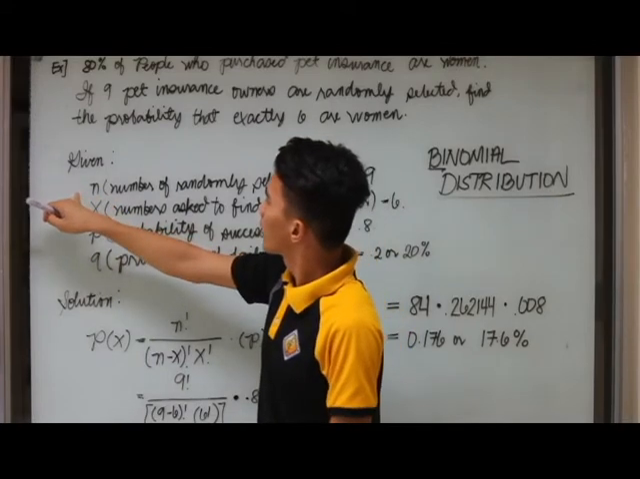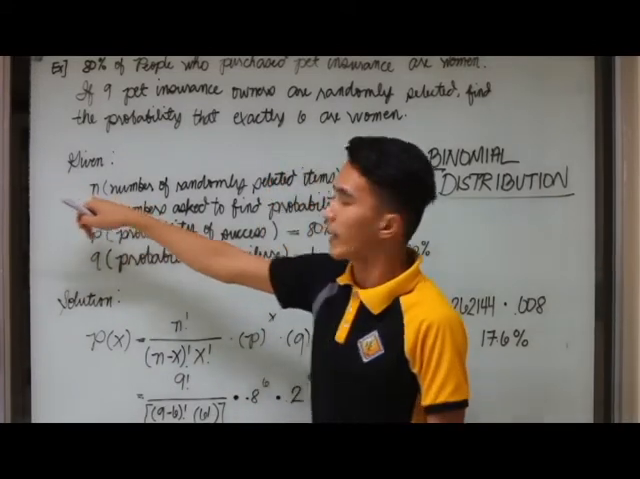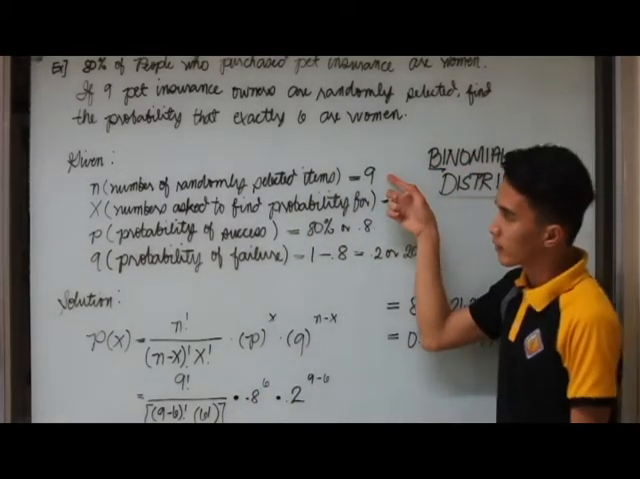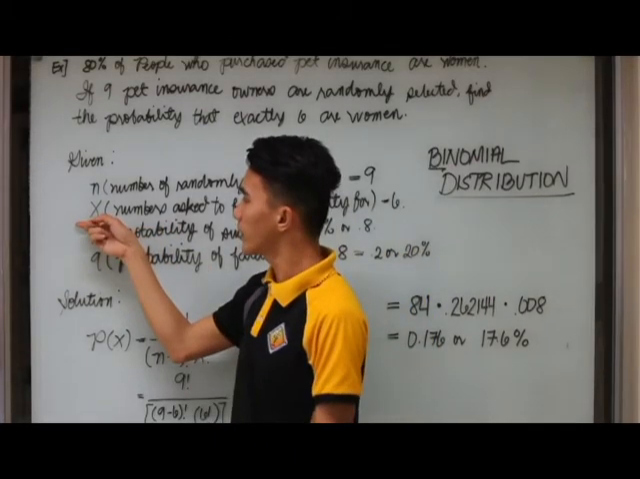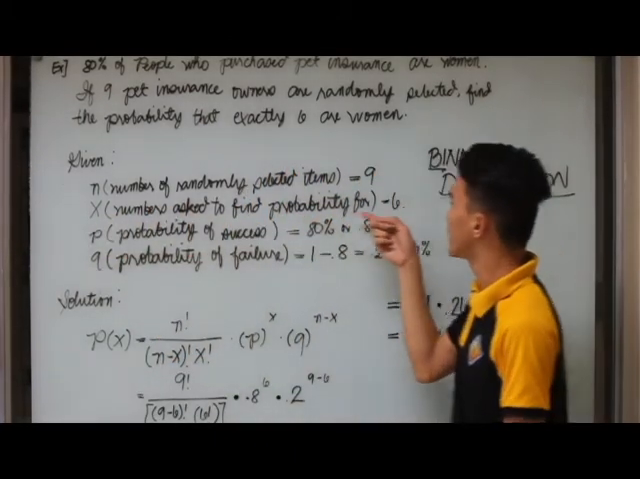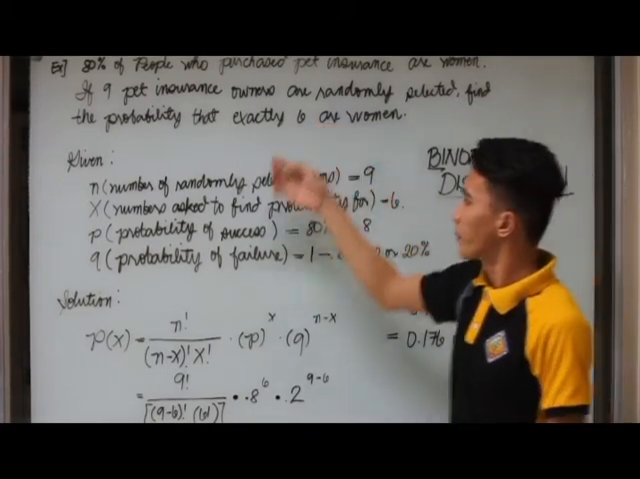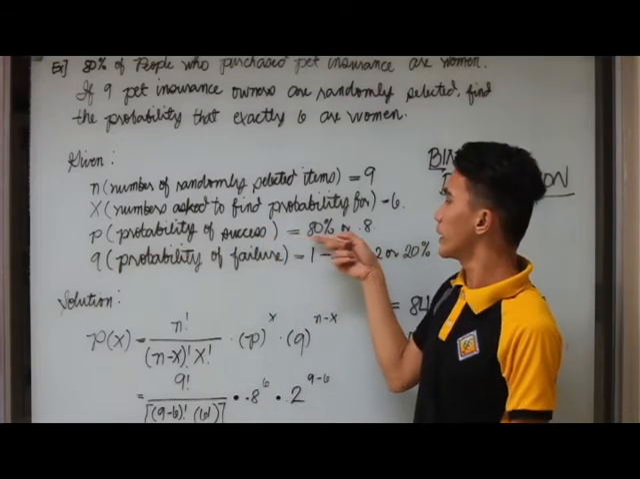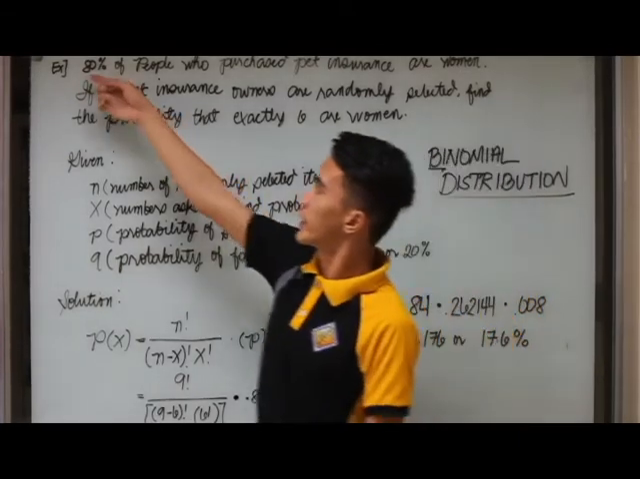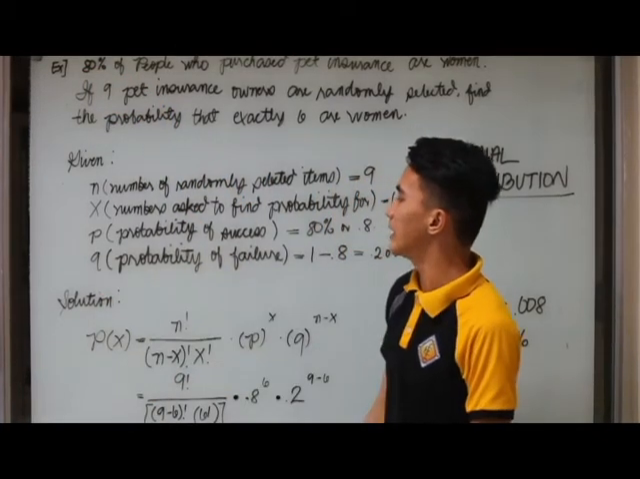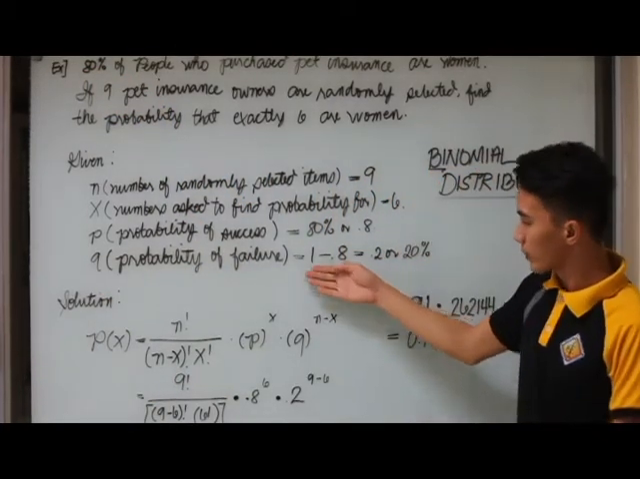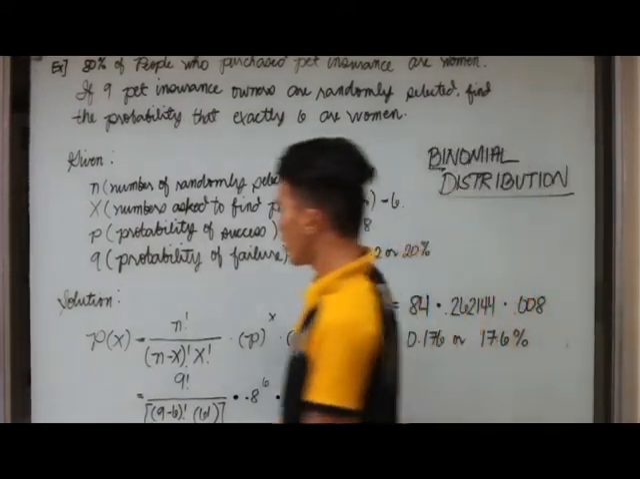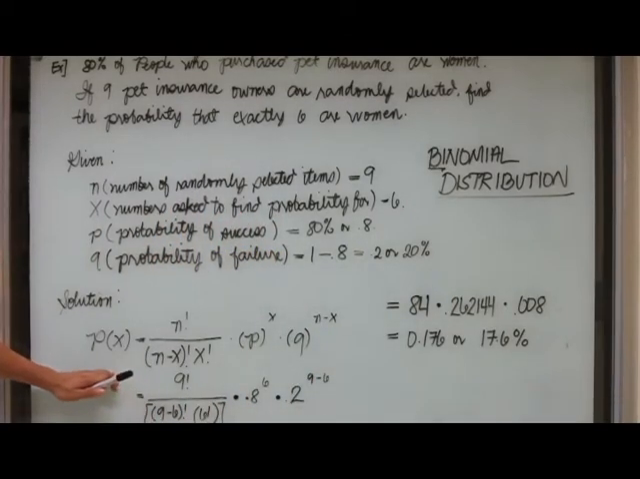So, first given is the n. N stands for the number of randomly selected items, which is equal to 9. The x, which means the number we are asked to find the probability for, is 6. P for probability of success, which is equal to 80% or 0.8 here. And the q stands for probability of failure, which from the equation 1 minus 0.8 is equal to 0.2 or 20%.